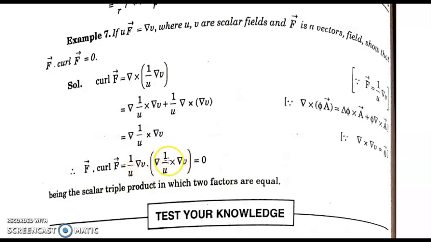That is, if it is a dot b cross c, you interchange these two. When you interchange these two, what will come is del 1 by u dot del v cross del v. So here the scalar triple product will be equal to 0. So that gives f dot curl f equal to 0. So for a scalar triple product, when two terms are equal, the triple product is equal to 0. So therefore here f dot curl f will be equal to 0.